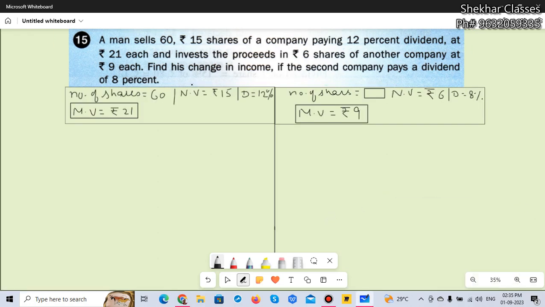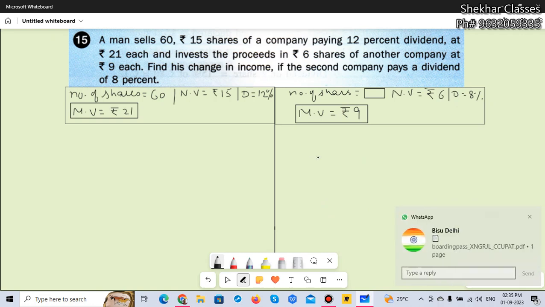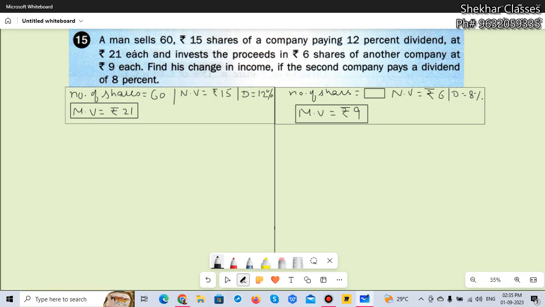So first one, it says what? The number of shares is 60 in this case, and the nominal value is 15 rupees, and the dividend it pays is 12%. Fine. And it was sold at 21 rupees per share, so that is the market value. And whatever income he got here was invested in another share of another company at 6 rupees per share. So nominal value is 6 rupees, dividend is 8%, but the market value is 9 rupees.